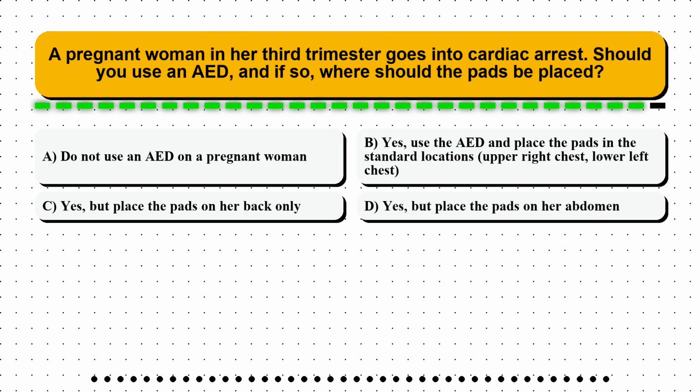Question 10. A pregnant woman in her 3rd trimester goes into cardiac arrest. Should you use an AED, and if so, where should the pads be placed? Option A. Do not use an AED on a pregnant woman. Option B. Yes, use the AED and place the pads in the standard locations, upper right chest, lower left chest. Option C. Yes, but place the pads on her back only. Option D. Yes, but place the pads on her abdomen.